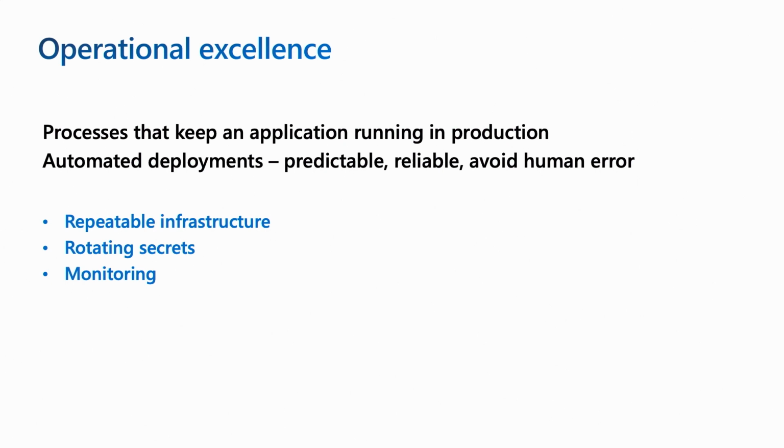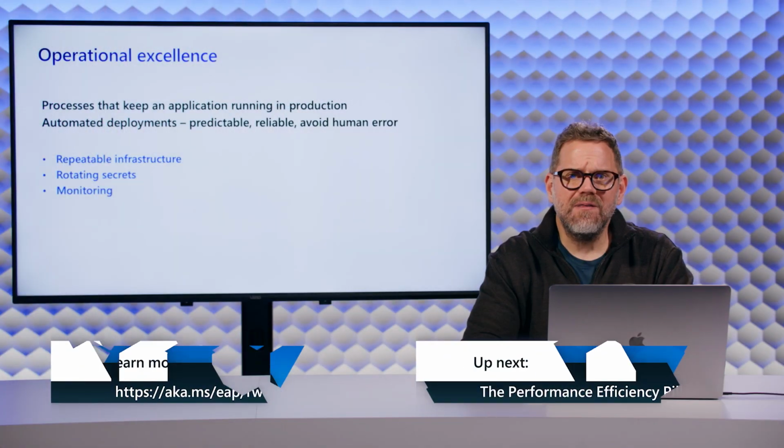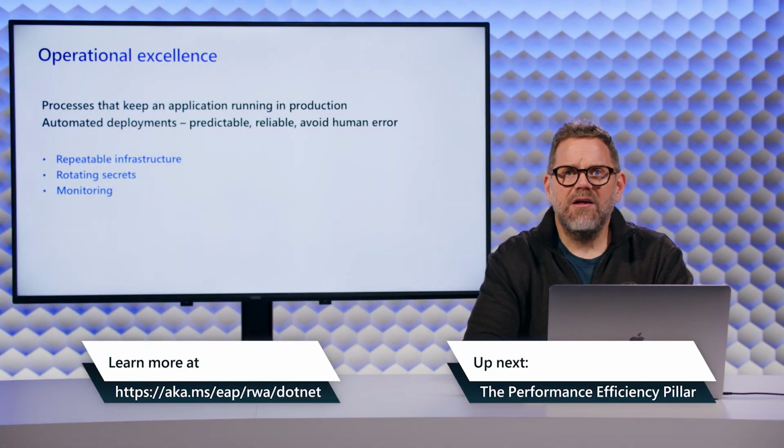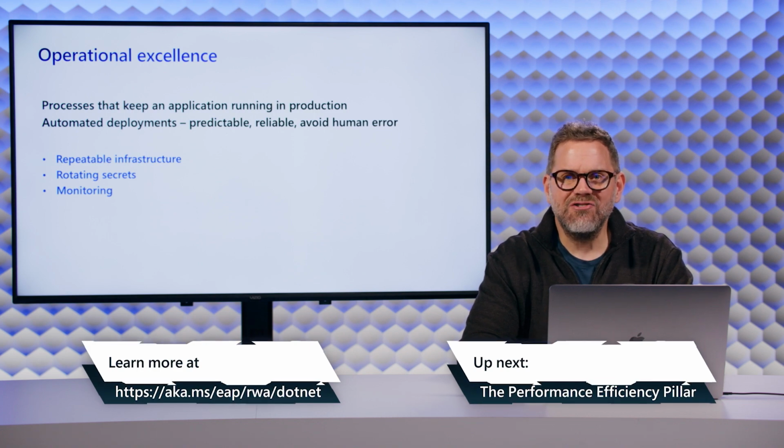Repeatable infrastructure, rotating secrets, and monitoring are just 3 portions of the operational excellence pillar of the Reliable Web App Pattern. To get more information, please head out to the GitHub repo and check out some best practices and prescriptive guidance for operational excellence.